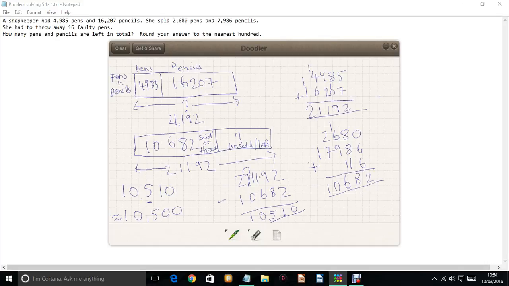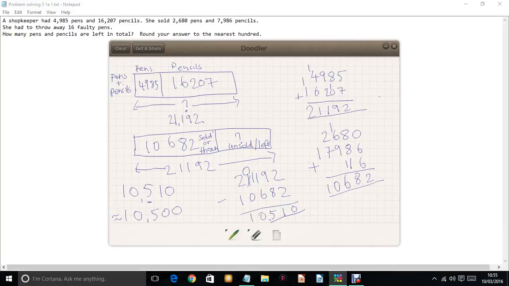Here is where I've done this: 21,192 subtract 10,682 gives me 10,510. What is that? That's how many were unsold or left. And that's what I'm asked: how many pens and pencils are left in total? Well, not quite. I have to do a further step. Round your answer to the nearest hundred.